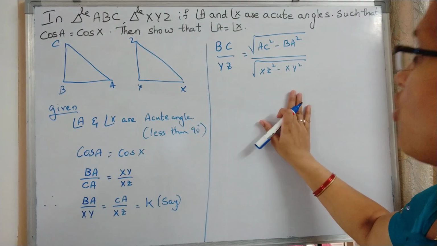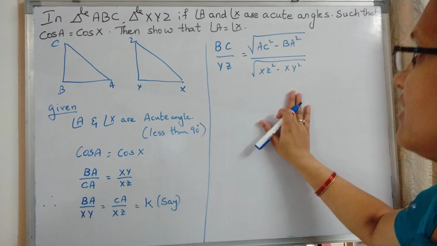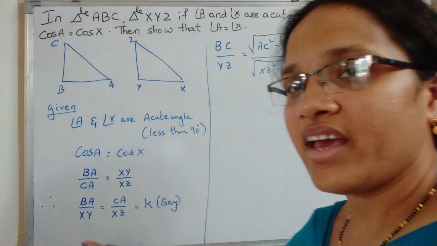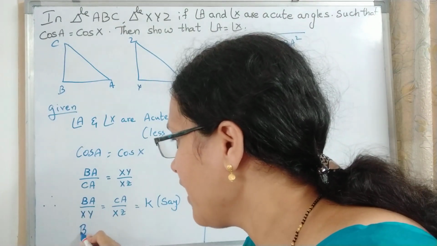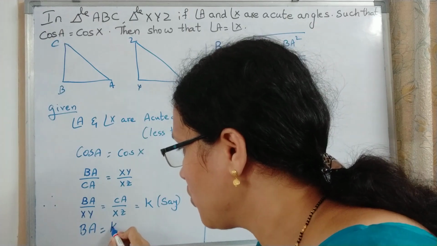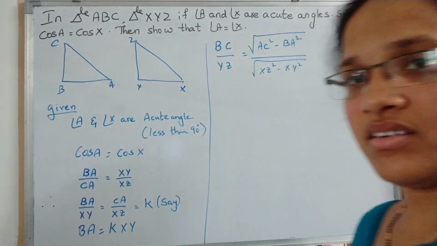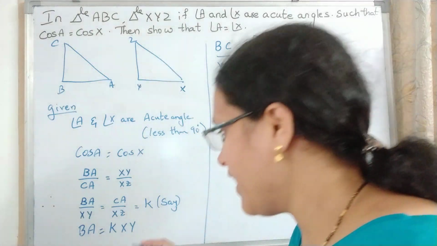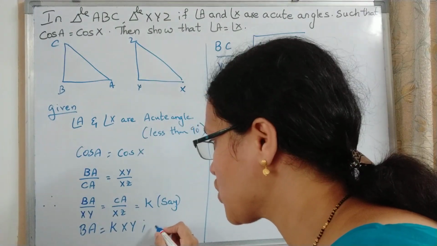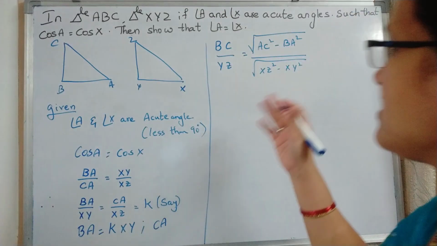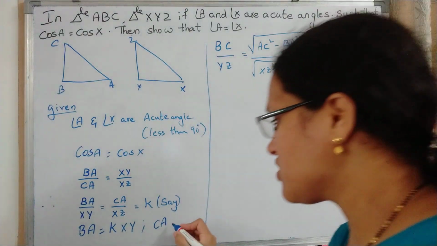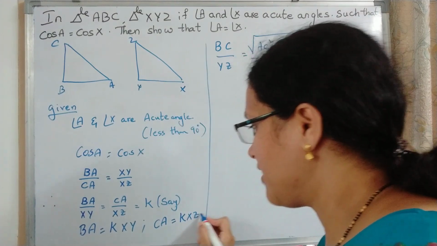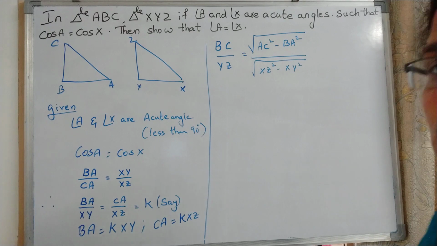Now what you should do is look here, everyone. Can I write one step here? BA is equal to K XY. And next I can write another step for CA or AC. AC or CA, anything is the same, children. So CA or AC is equal to K XZ.